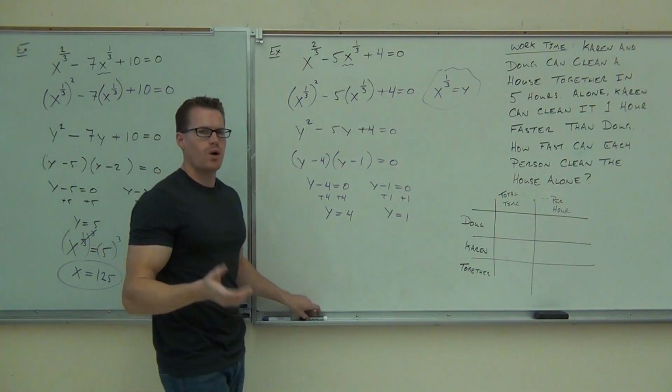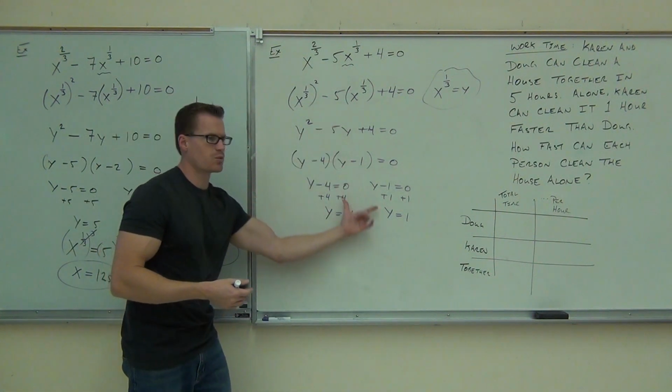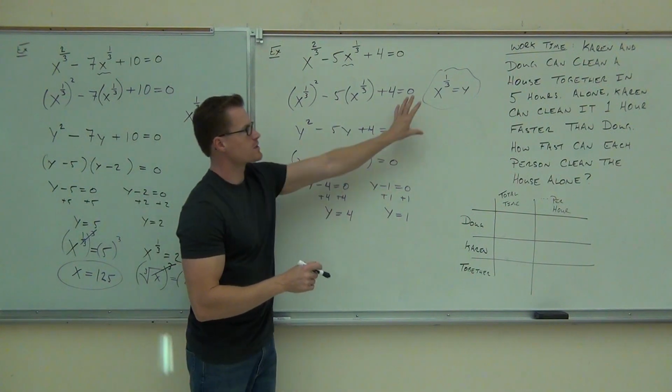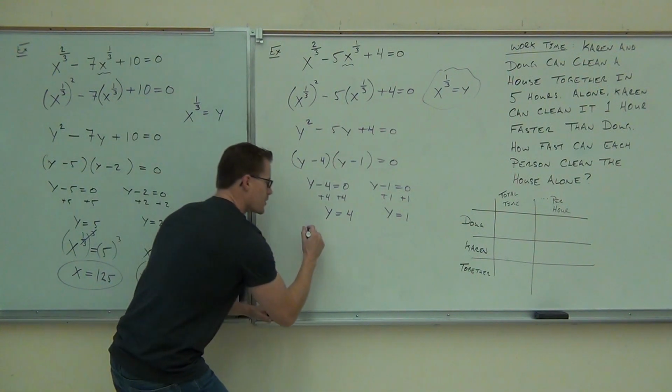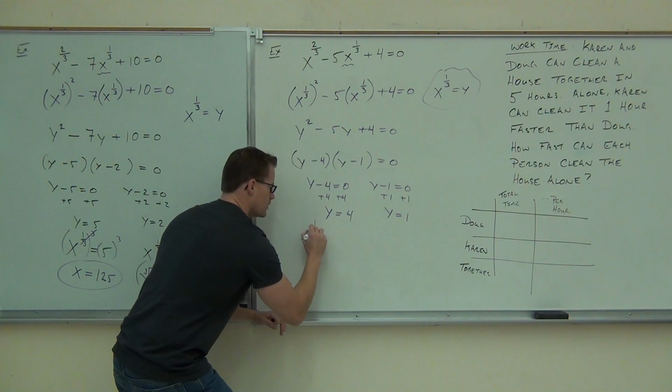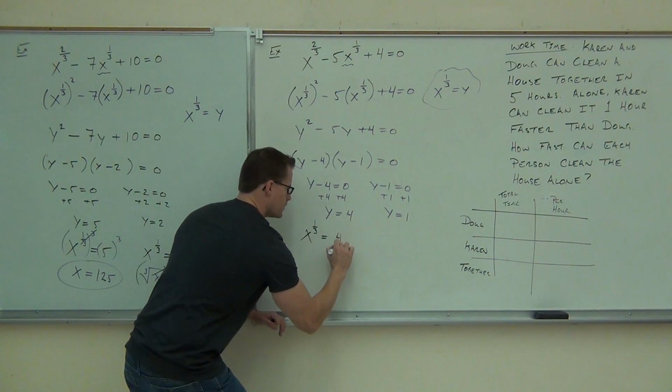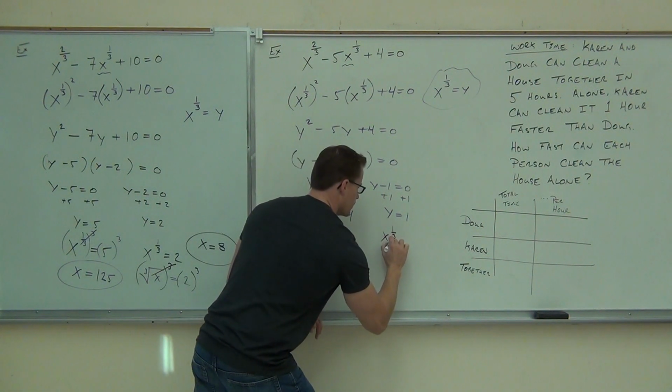Now, of course, we can't end with y's, and we can't lose the fact that we're still dealing with y's right here. Then we go and make a resubstitution. We say, instead of y, I'm going to write what y is equal to. X to the 1/3 equals 4. X to the 1/3 equals 1.